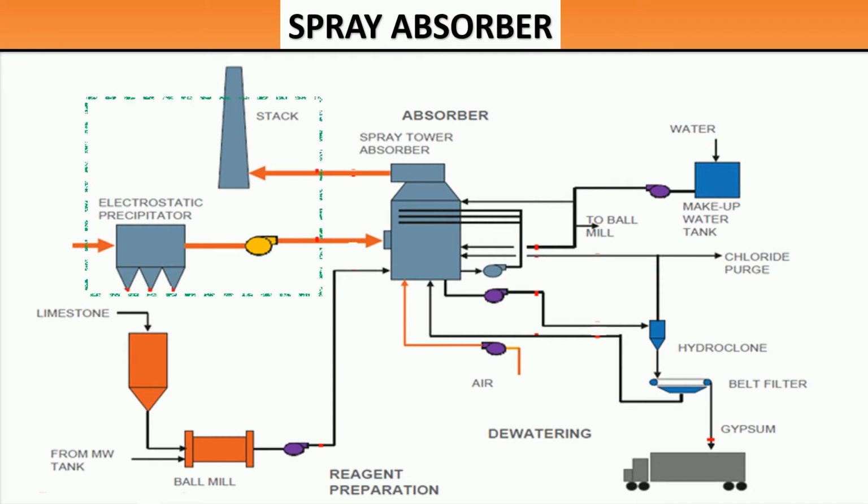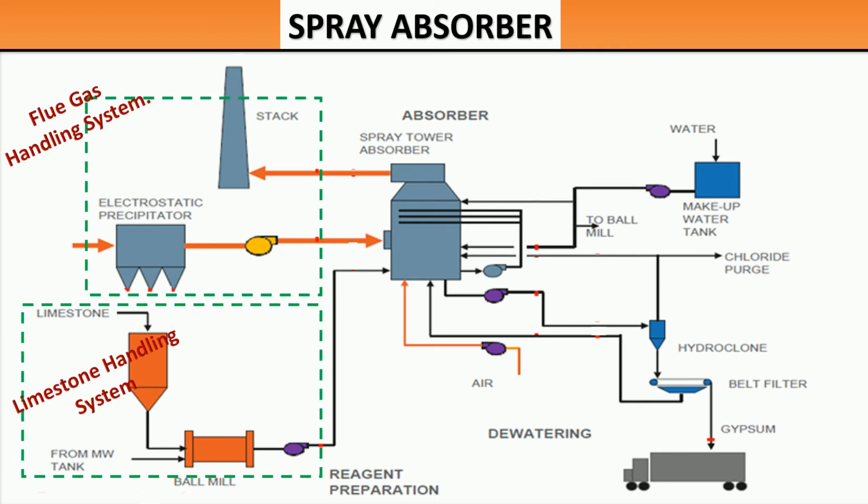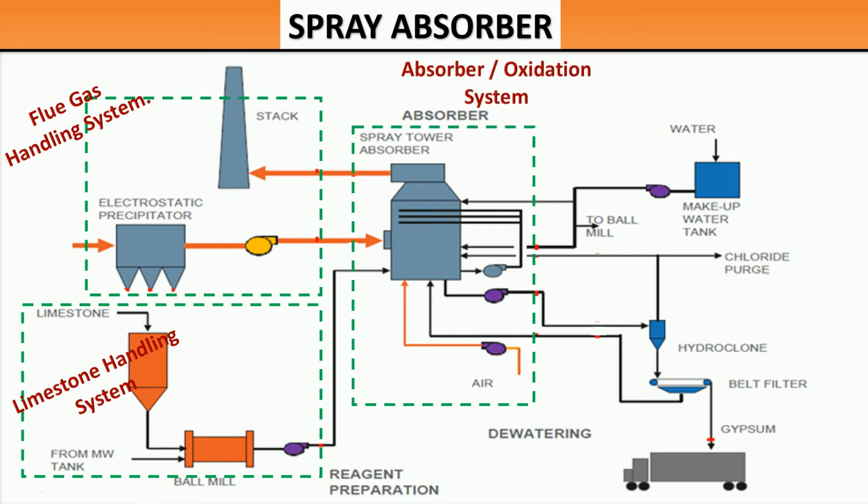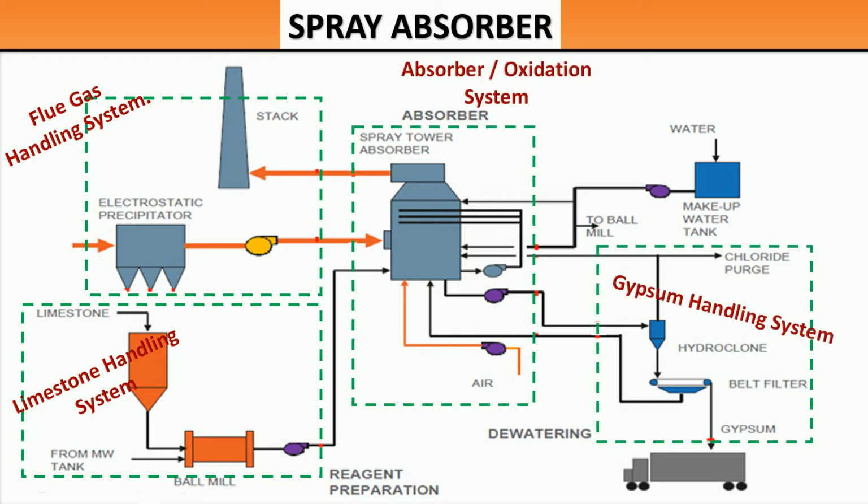It is divided into 4 parts: flue gas handling system, limestone handling system, absorber or oxidation system, and gypsum handling system. Here we can see flue gas coming out from the ESP enters into the tower. Limestone, after crossing the ball mill, enters into the tower from the bottom. Water is sprayed by the spray header, so limestone turns into lime slurry. Lime slurry reacts with flue gas and hence sulfur free flue gas comes out from the tower and is released into the atmosphere through the chimney.